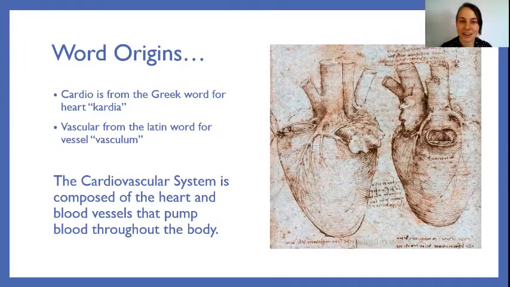So let's get to know our cardiovascular system. First, where did that word come from? Cardio actually comes from the Greek word cardia, meaning heart, and the vascular comes from the Greek word for vessel. So it really means a heart vessel. Our cardiovascular system is composed of both the heart and the blood vessels that pump blood throughout your entire body. So these two things combined are the cardiovascular system.